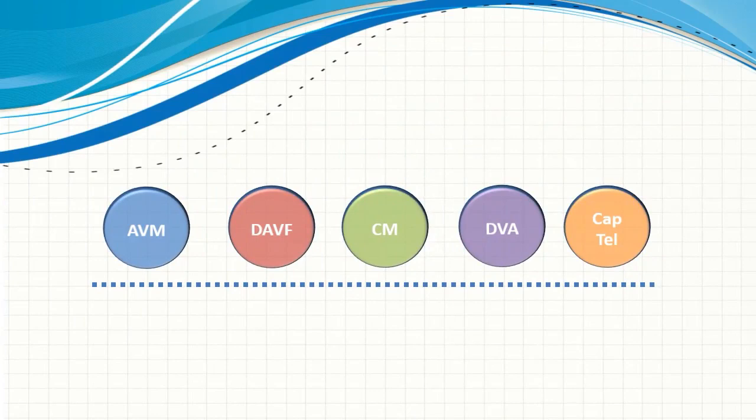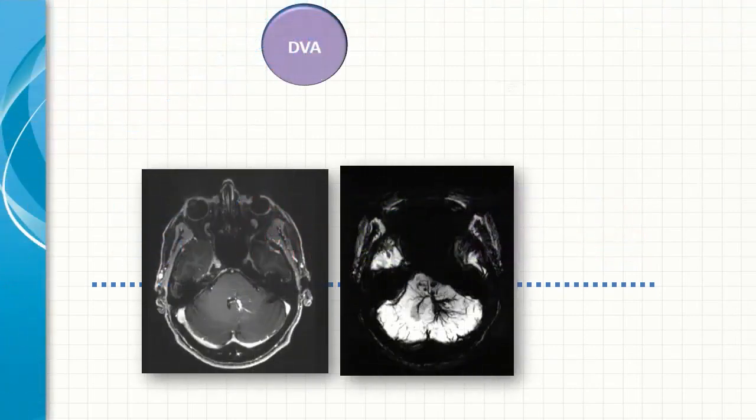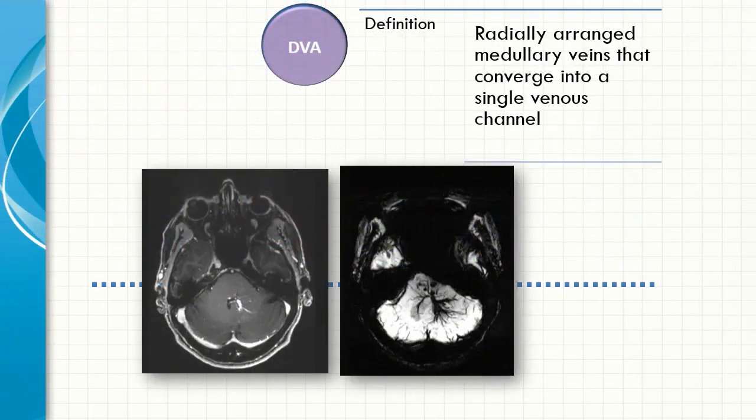We're now going to turn to developmental venous anomalies. Developmental venous anomalies are composed of radially arranged medullary veins that converge into a single venous channel. Here you see a 7 Tesla MRI T1 with GAD and a susceptibility weighted image. You see the typical witch's broom type shape.